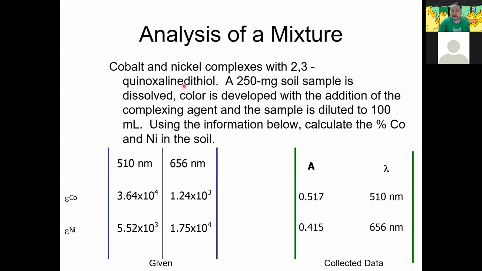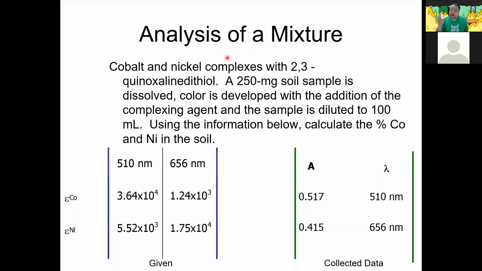Well, here is an example where we've got an analysis of a mixture. We've got cobalt and nickel complexing with quinoxyl aniline dithiol. We have a 250 milligram soil sample. It's dissolved, you develop color with a complexing agent, and then you dilute that to 100 milliliters. Calculate the percent of cobalt and nickel in the soil. So we're looking at two different elements. They're still going to be treated the same way, but they're going to form complexes that have different colors.